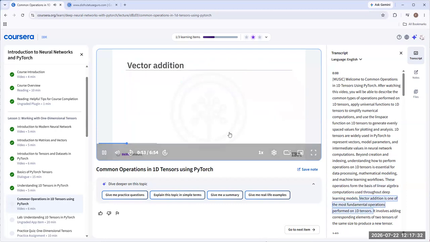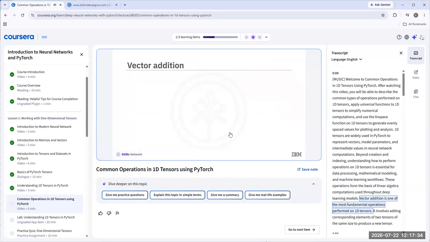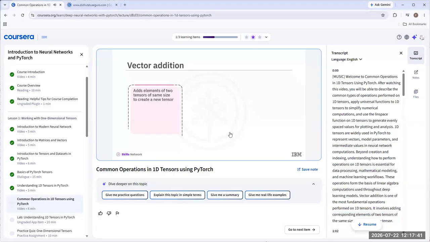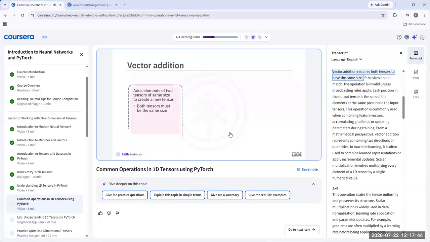Vector addition is one of the most fundamental operations performed on 1D tensors. It involves adding corresponding elements of two tensors of the same size to produce a new tensor. Vector addition requires both tensors to have the same size.